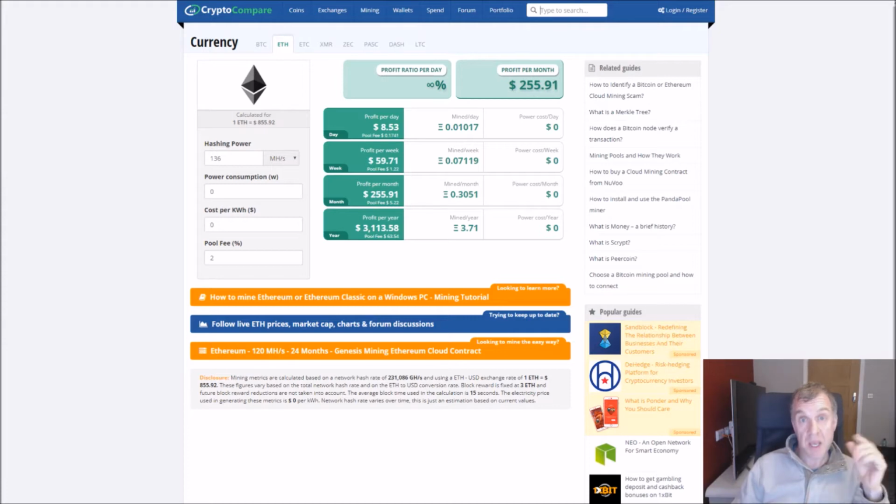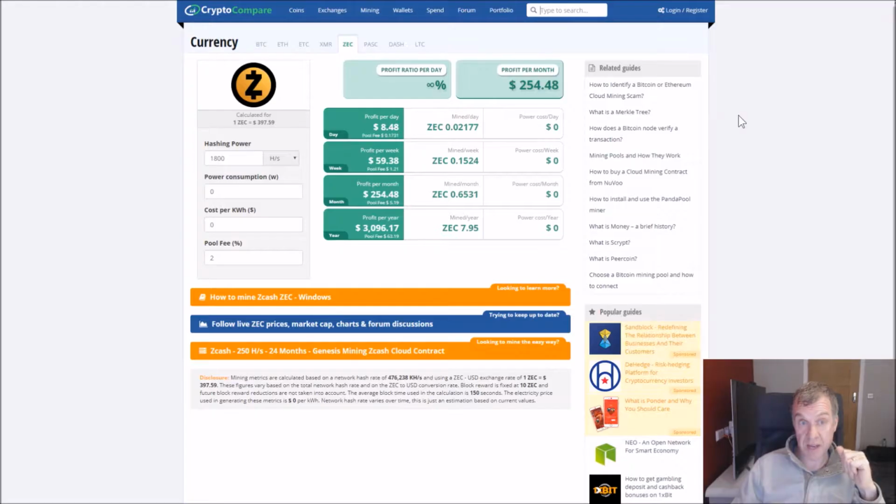So if we look at Zcash, because Zcash is something else that I've mined previously and has been quite profitable. So that would give us $254 per month. So equivalent to Ethereum at the moment.